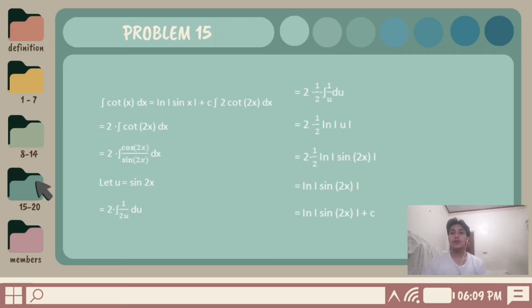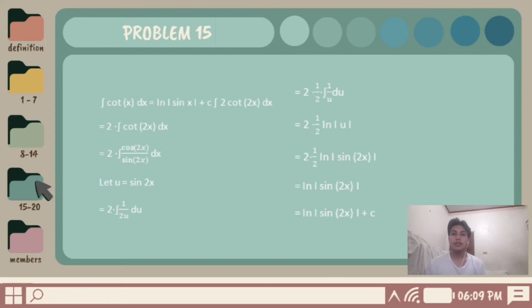For the 15th example on the table, which is the integral of cotangent of x dx equals the natural logarithm of an absolute value of sine of x plus c. Our example for this will be the integral of 2 cotangent 2x dx. What you need to do first is to take the constant out of the expression, which will give us 2 times the integral of cotangent of 2x dx. Then expand and transform the expression inside the integral, and we'll be having 2 multiplied by the integral of cosine of 2x all over sine of 2x dx.